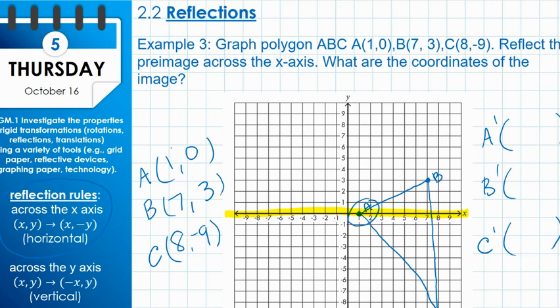I rewrite my x values: 1, 7, 8. My y values become the opposite. The opposite of 0 is 0. The opposite of 3 is negative 3. The opposite of negative 9 is, excuse me, positive 9.